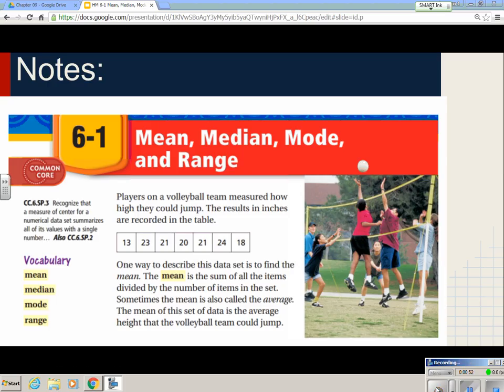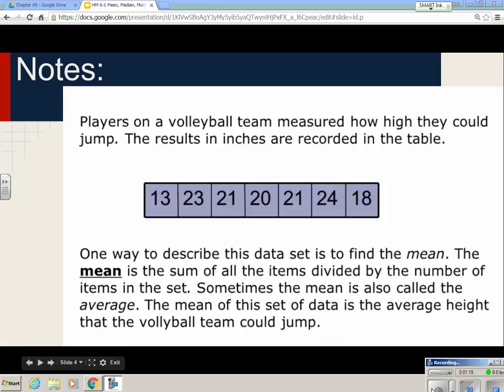Okay, MMMR: mean, median, mode, and range. We have some vocabulary today, so we're going to have to make sure we write those down. Here's a scenario to look at. We have players on a volleyball team, and they measure how high they can jump. Here are the results: one can jump 13, one can jump 23, one 21, one 20, 21, 24, 18. This is a little easier for us to see.